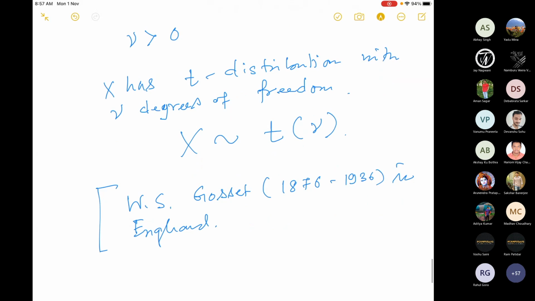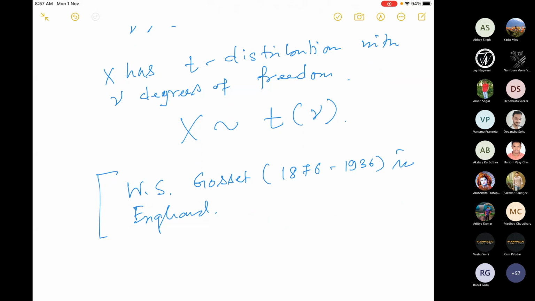This time we are fighting for our independence, but anyway. So he is a British.